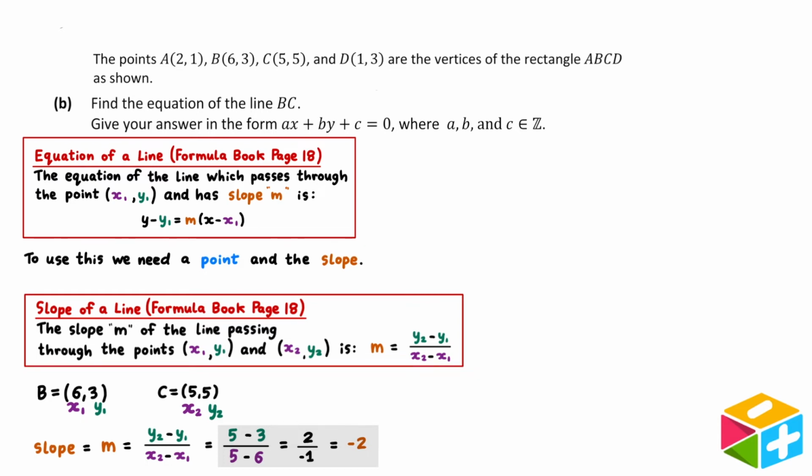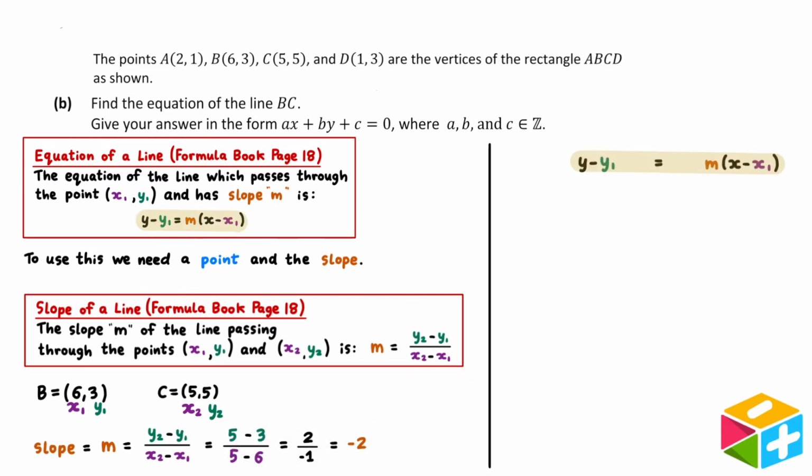So we found that our slope, m, is minus 2. Now that we have a point and the slope, we're ready to use the equation of a line formula. Here, I'll use B as my point. So x1 is 6 and y1 is 3. The slope m is the minus 2 we just found. So let's sub these values in.